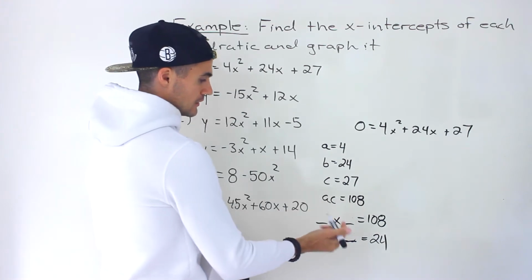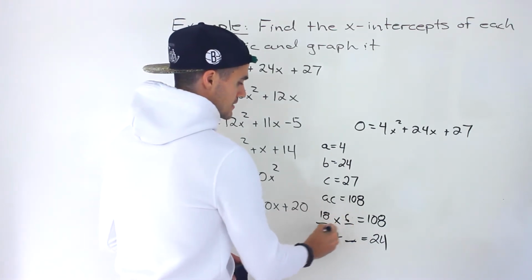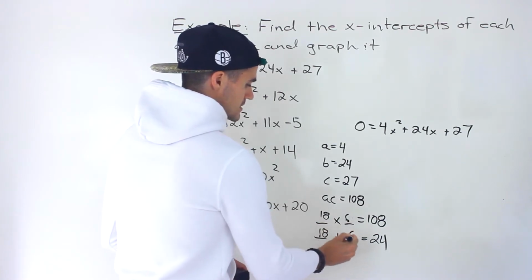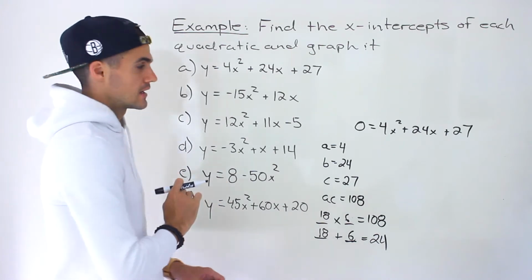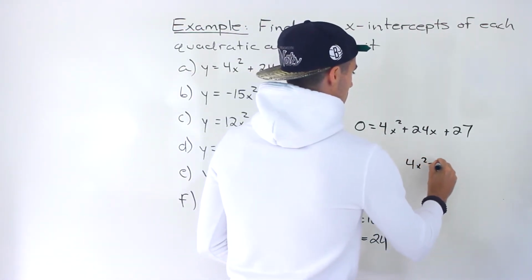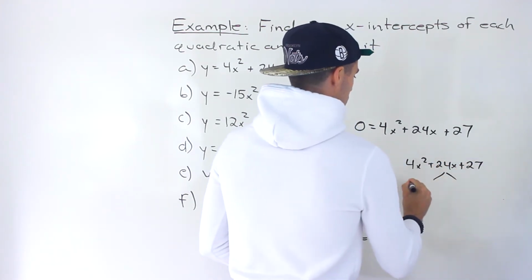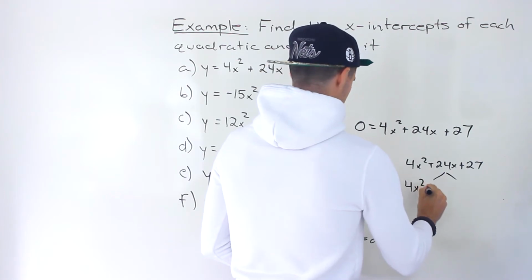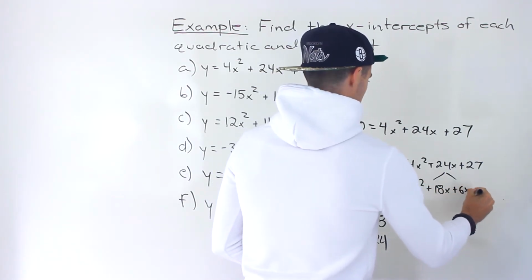And if you do a little bit of trial and error, I believe the two numbers you would get would be 18 and 6, right? 18 times 6 would give us 108. 18 plus 6 gives us 24. So we could take this quadratic here. Let's factor it. So we can factor this or decompose the b value into these two values here.